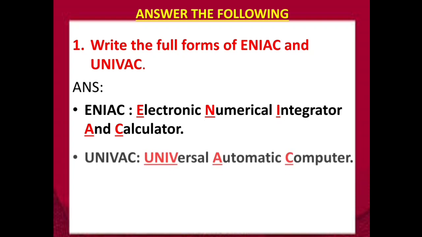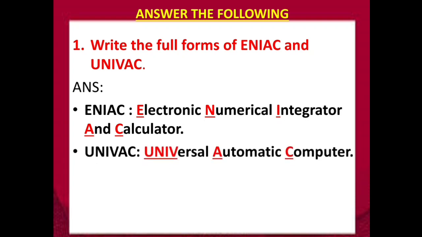The next one is UNIVAC. Here UNIV all together says universal, A refers to automatic and C refers to computer. So universal automatic computer. So this is the full form of ENIAC and UNIVAC. ENIAC means electronic, numerical, integrated, and calculator. UNIVAC means universal automatic computer.